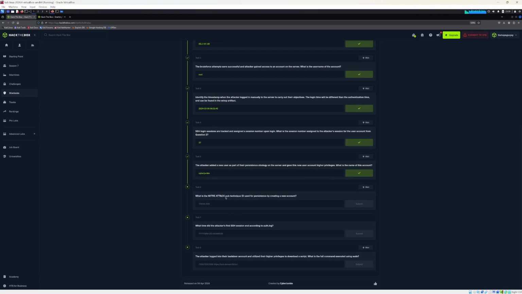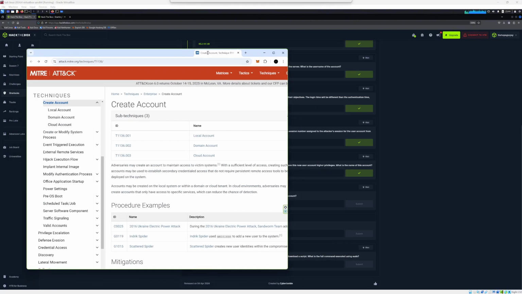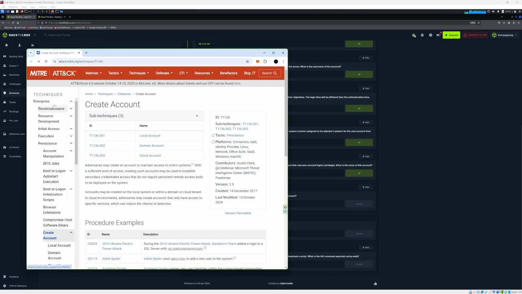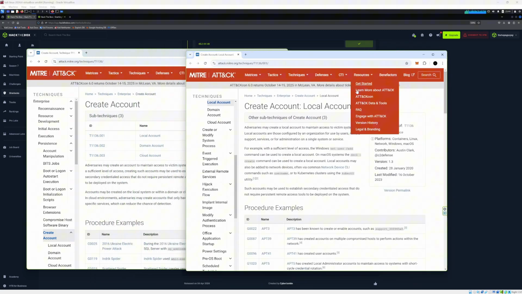This is a framework sub-technique ID used for persistence by creating a new account. So I found the MITRE ATT&CK framework. So basically create account, it's under enterprise, and then that's techniques. And if you scroll, it's under persistence. I believe it's a local account if I just pull up what local account means.